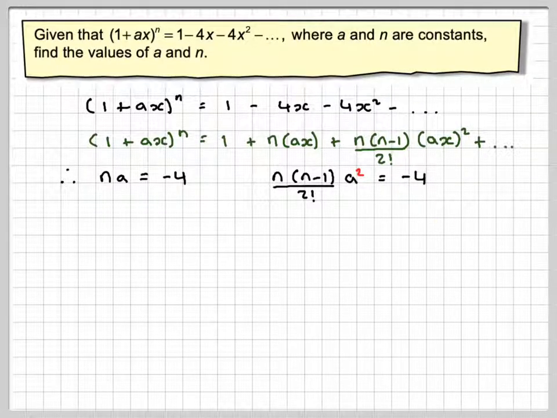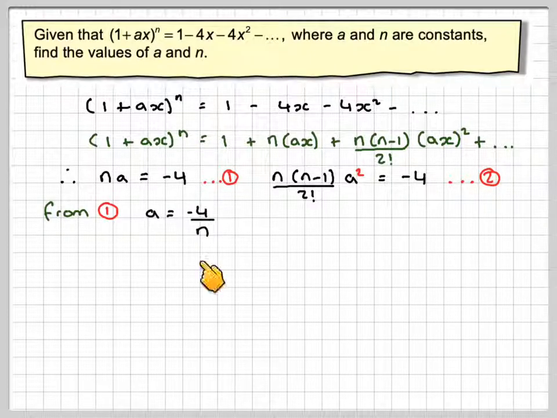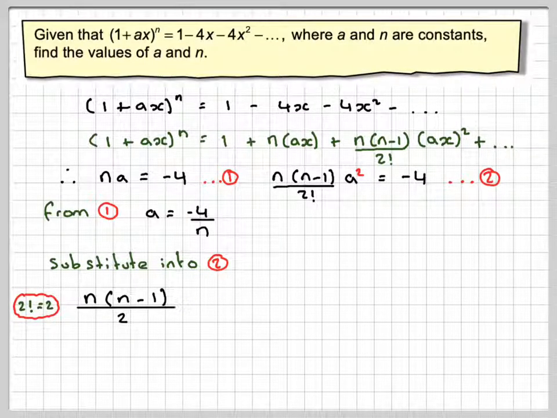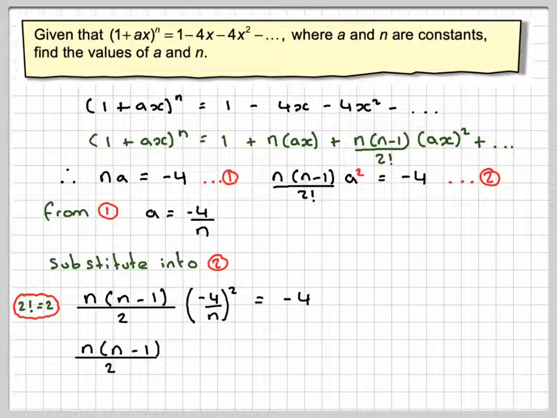So if we call this one equation 1 and this one equation 2, and then attempt to solve them to find the values of n and then a. From 1 we can say that a is -4 over n, and we'll now substitute that into 2. So that will become n(n - 1)/2. Now I've written 2 instead of 2 factorial because 2 factorial is actually equal to 2, to make life easy for myself. Now this is a squared, so we'll need to put this into brackets and square it, and it's equal to -4.